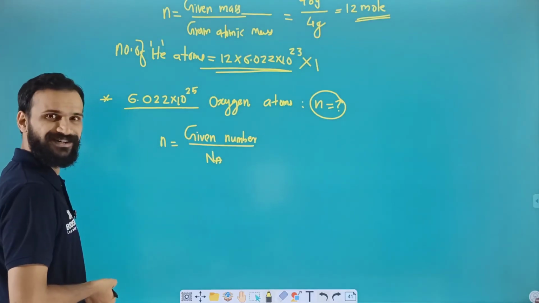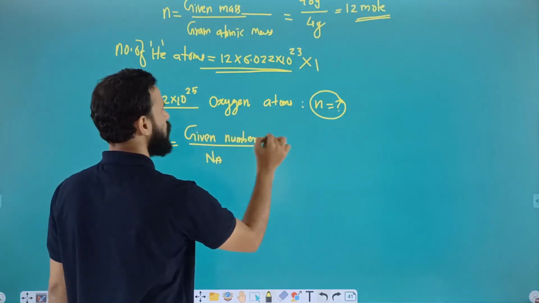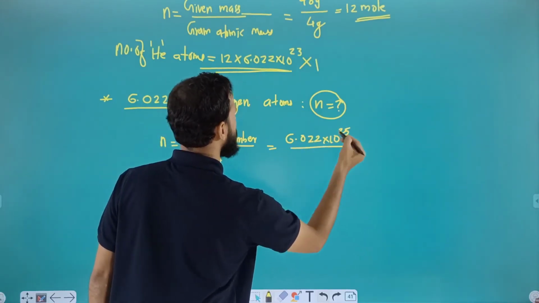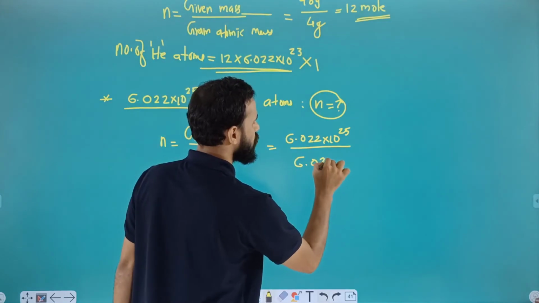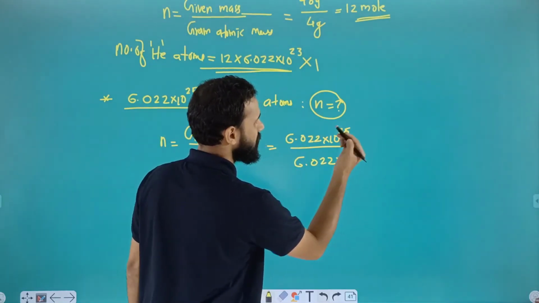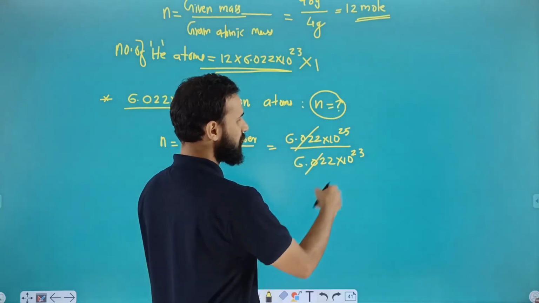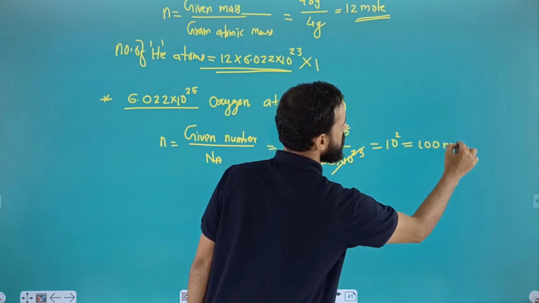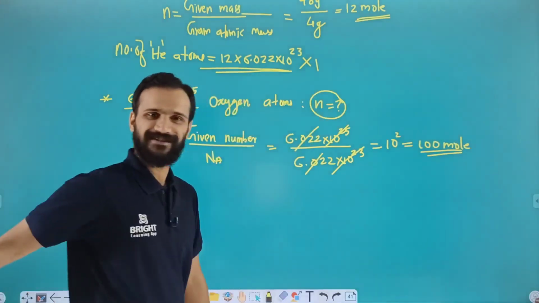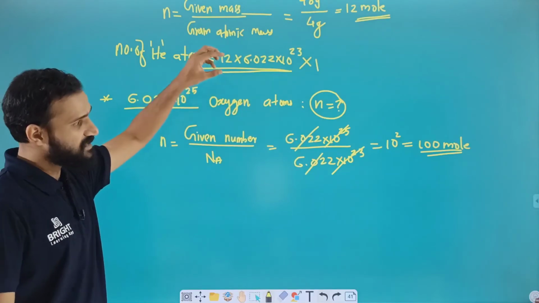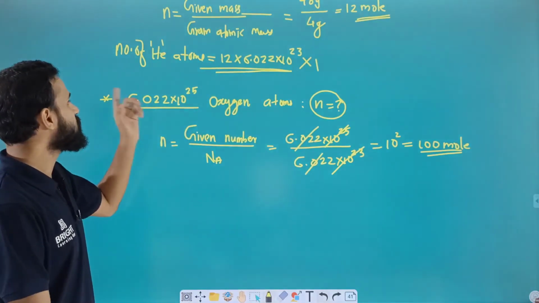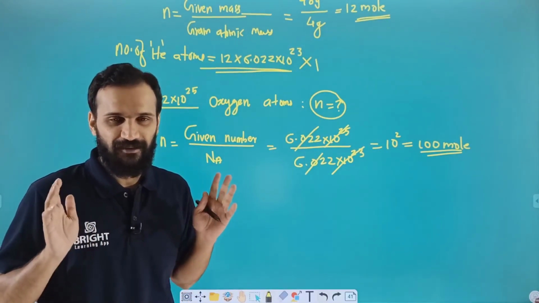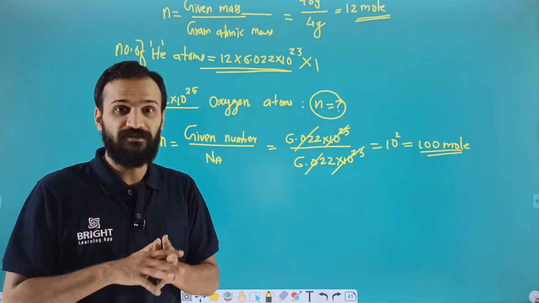This equation we can use here, isn't it? So given number is 6.022 into 10 raised to 25 divided by Avogadro number 6.022 into 10 raised to 23. So this will cancel each other. Here we have 10 raised to 2, which is equal to 100 mole. 100 mole will be the answer. So 100 mole oxygen atoms are present in 6.022 into 10 raised to 25 oxygen atoms. Is this idea clear? This kind of question we can expect.